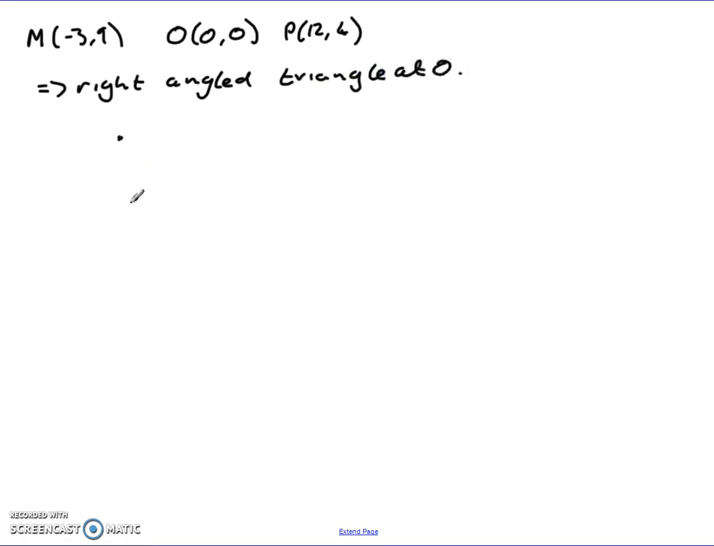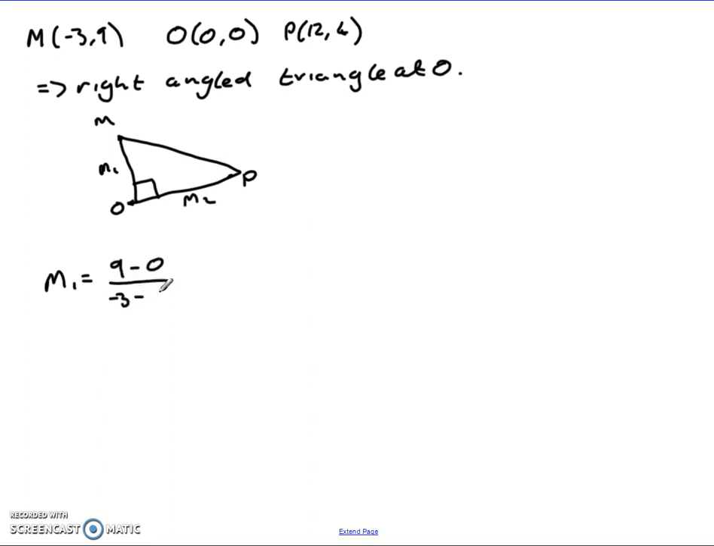So if you could imagine, I've got the points plotted here, I've got M here, I've got O here, and I've got P. I would want to prove that this can join up and create a little right-angled triangle where the right angle is located here. In doing this, I would take this as my first gradient, this as my second gradient, and use the property we've just talked about: M1 times M2 is negative 1. So M1 is the gradient of M to O, so I'd do 9 take away 0 over negative 3 take away 0. That's 9 over negative 3, which is negative 3.